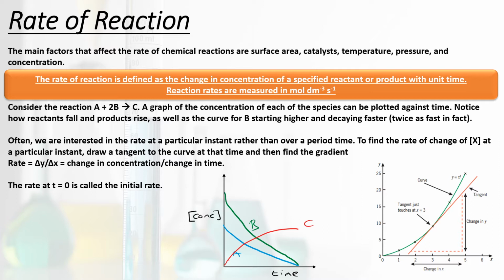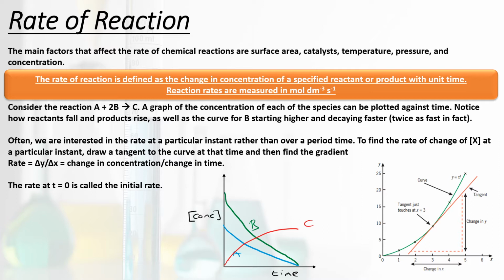Now, often we're interested in the rate at a particular point, at an instant, rather than over a longer period of time. And so we want to find something called the instantaneous rate, the rate at a specific time. To find the rate of change of our concentration at a particular instant, we draw a tangent to the curve at that time and find the gradient. Now, if you're not so mathematically minded, a tangent is a line that touches a curve only at one point.